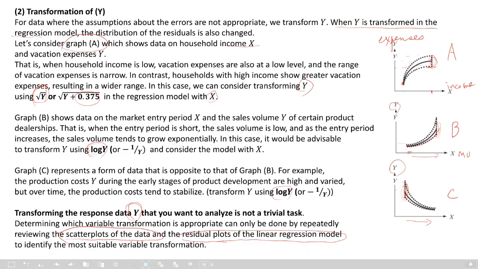Okay, I only recommend this kind of example, not many examples. But I want to emphasize, you need to see the scatter plot of data and the residual plot. Otherwise, your result from the linear regression model may not be effective.